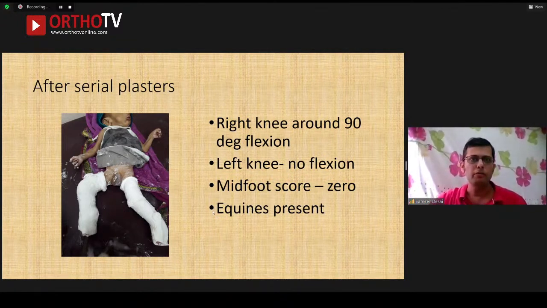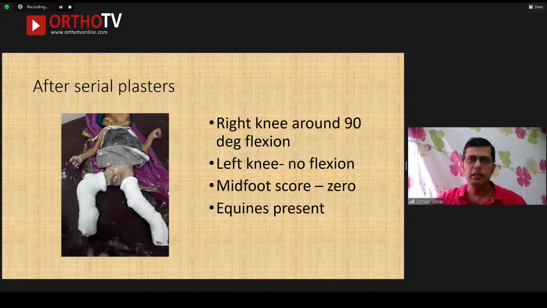So in this case, we were able to achieve flexion of the right knee to about 90 degrees, but left knee we were not able to flex. The midfoot score was 0. And in this case, hence we decided to correct the equinus with a percutaneous TA tenotomy, and for the knee we decided to do quadricepsplasty.